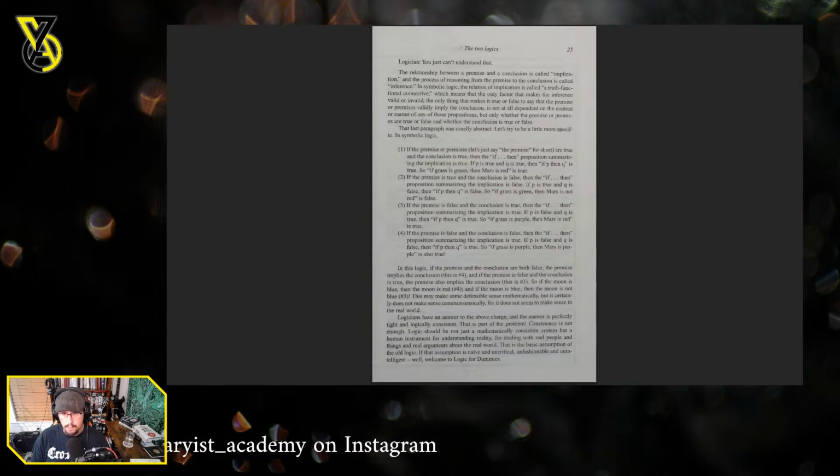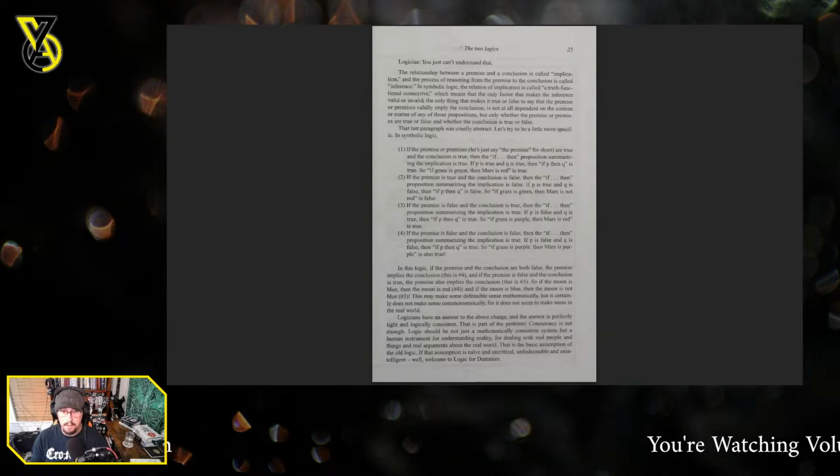Number 3, if the premise is false and the conclusion is true, then the if-then proposition summarizing the implication is true. If P is false and Q is true, then, quote, if P then Q, end quote, is true. So we have, if grass is purple, then Mars is red, end quote, being true.